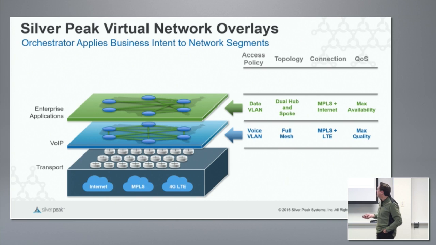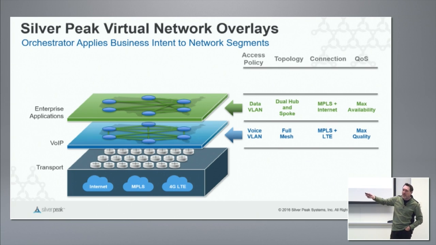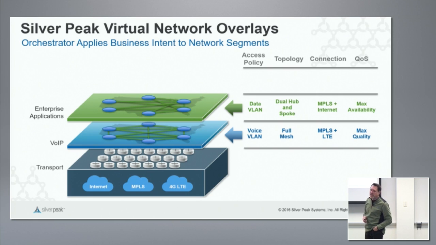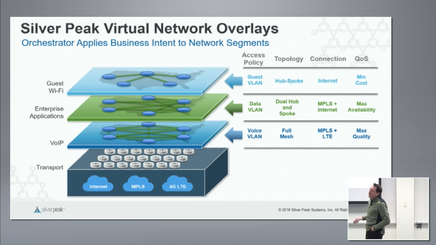Second, we're going to define an overlay for our enterprise applications. That's going to be things that match the data VLAN. Because we happen to have two data centers, we're going to have a dual hub and spoke topology for that network. We're going to leverage MPLS and internet to give us the maximum amount of bandwidth, and we're going to have a maximum availability quality of service delivered to that. And then for fun, we're also going to have a guest Wi-Fi overlay. The guest Wi-Fi overlay is going to be everything that matches the guest VLAN. It's going to have a hub and spoke topology.